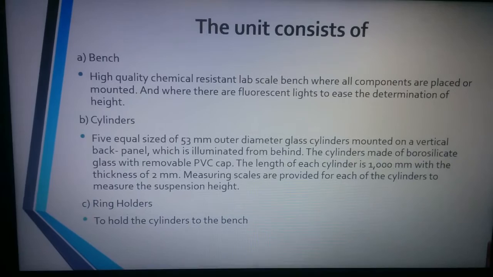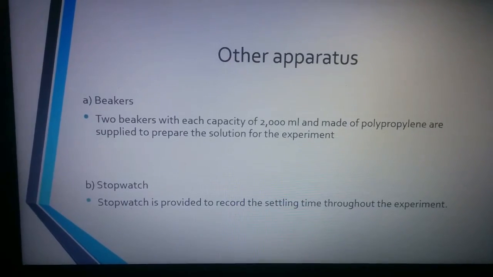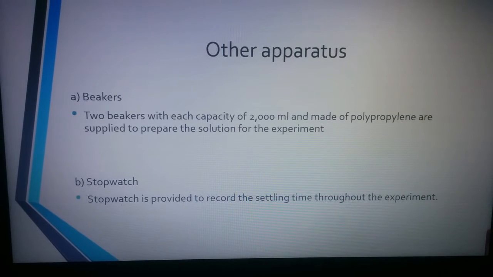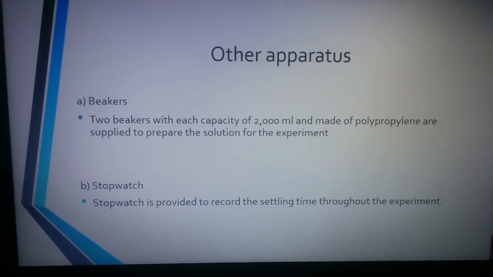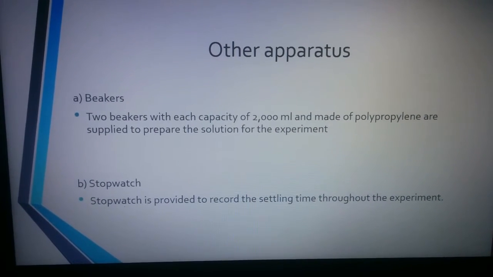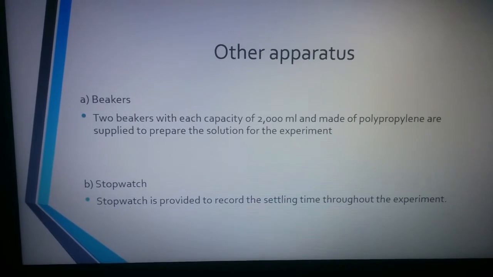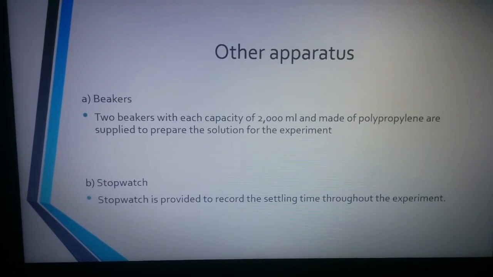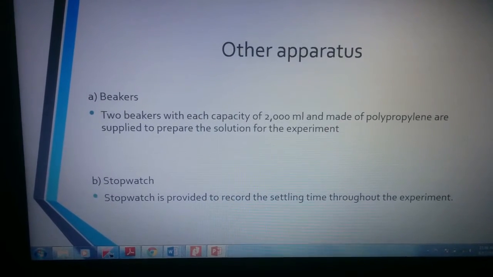And lastly is the easy one, the ring holders. It's just to hold the cylinders to the bench. Other apparatus used is beakers. We have used 2 beakers, each with a capacity of 2000 milliliters, made of polypropylene, and supplied. We use these basically to prepare the solution for the experiment. Lastly is the stopwatch, which is used to determine the time of the sedimentation.